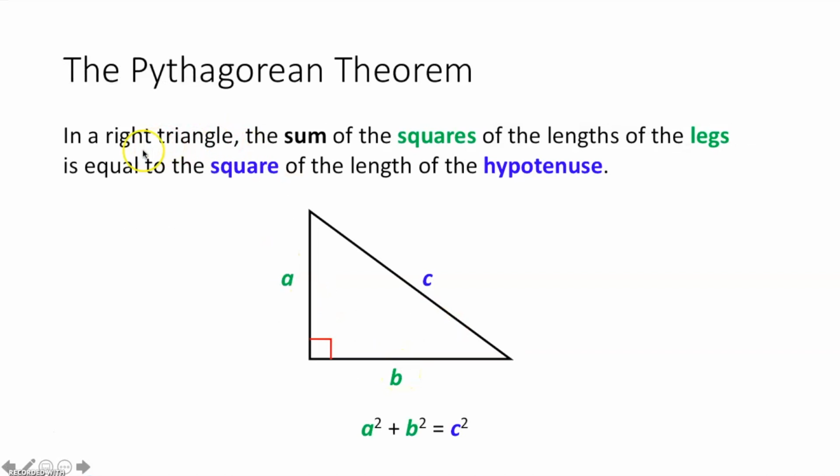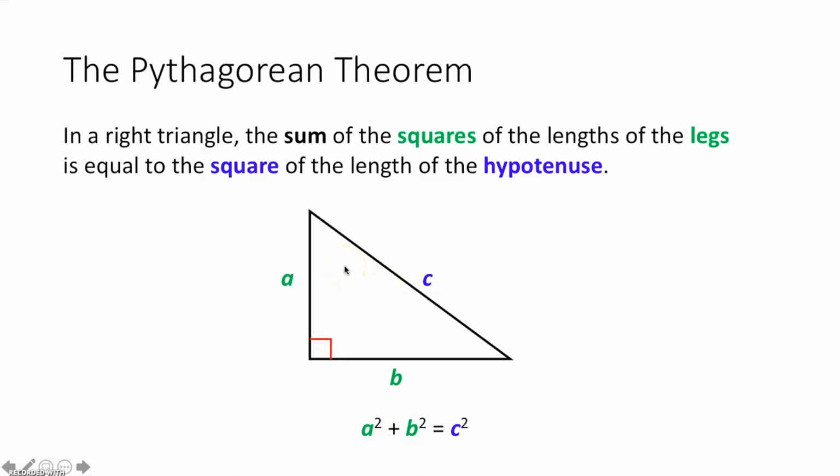Now let's talk about the Pythagorean theorem. That says in a right triangle, the sum of the squares of the lengths of the legs is equal to the square of the length of the hypotenuse. So if you were to square each of the legs and add them together, that's going to be equal to the square of the hypotenuse, the side that's opposite the 90-degree angle.